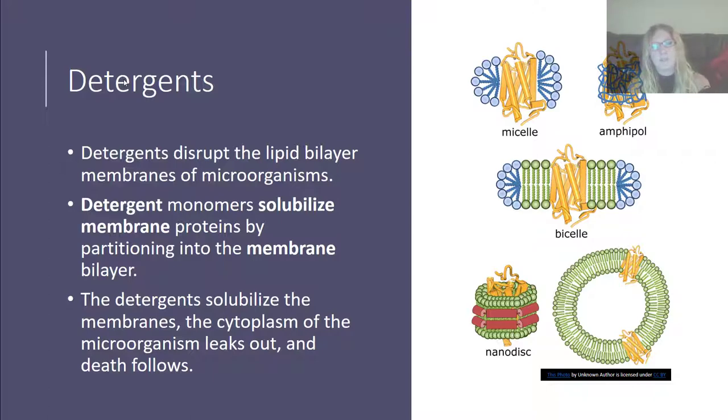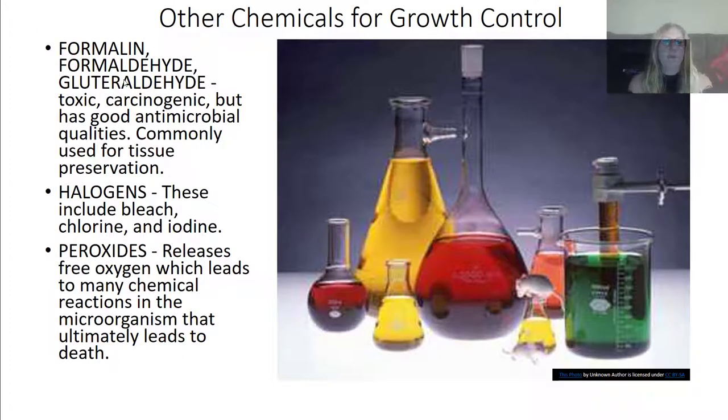Detergents actually work by disrupting the lipid bilayer of membranes, and they do this by solubilizing the membrane proteins by partitioning into the membrane bilayer itself. This is going to cause the cytoplasm of the microorganism to leak out, and eventually, death will follow. Other chemicals that you may have heard of that will also control growth of a microorganism are formalin or formaldehyde, and glutaraldehyde. They're all very similar compounds, but they're toxic, carcinogenic.